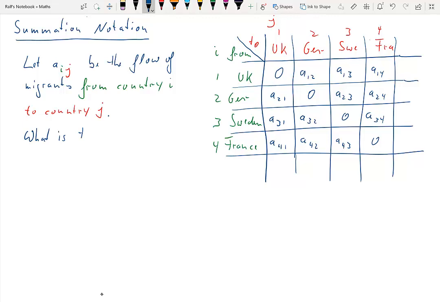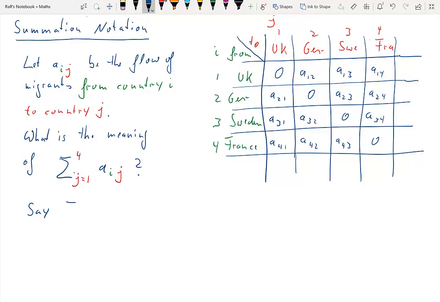So now we could ask a question. What is the meaning of the following sum? Okay, so here we have a summation sign, a big sigma, and we are summing some values of A, immigration flows. And we have our 2 indices, i, j. And the sum goes from j equals 1 to 4. So the i is constant and only the j is changing, and that changes from 1 to 4.